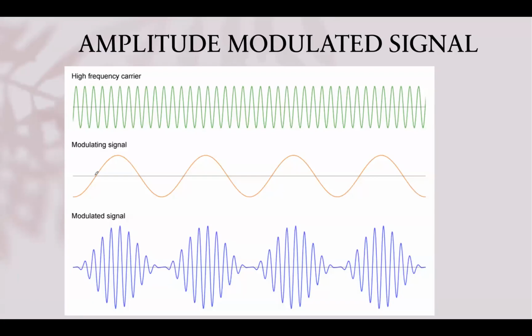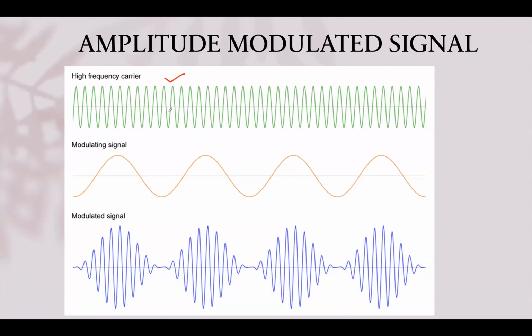So there is another example here. We can see that here we have a high frequency carrier. The frequency is high because the number of cycles over a period of time is very high. In case of low frequency, the number of cycles is less.